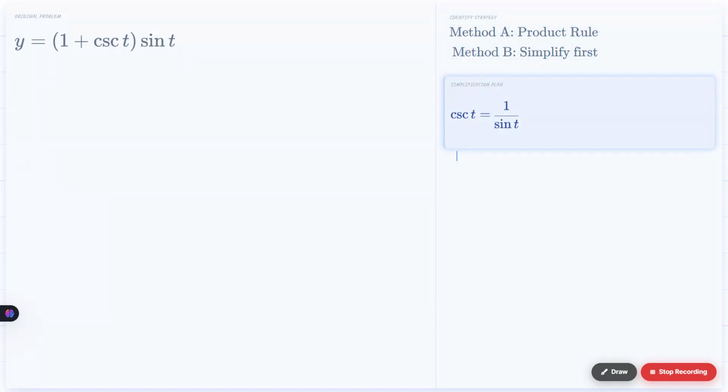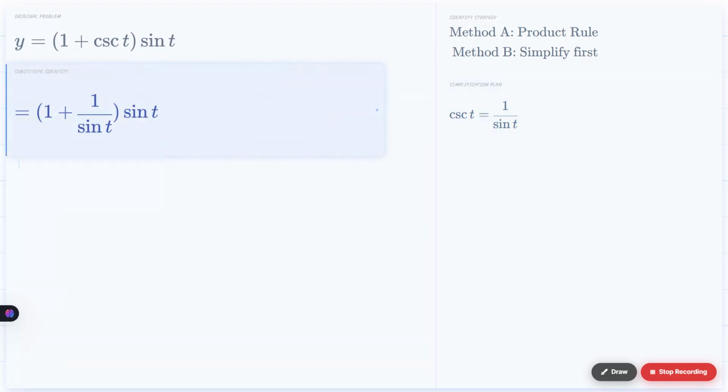We change cosecant into 1 divided by sine. We do this to make the math easier to work with. This is the rule for how these two parts relate. We put 1 divided by sine into the original problem where cosecant was. We do this to use our new math rule. We replace the old part with the new part.